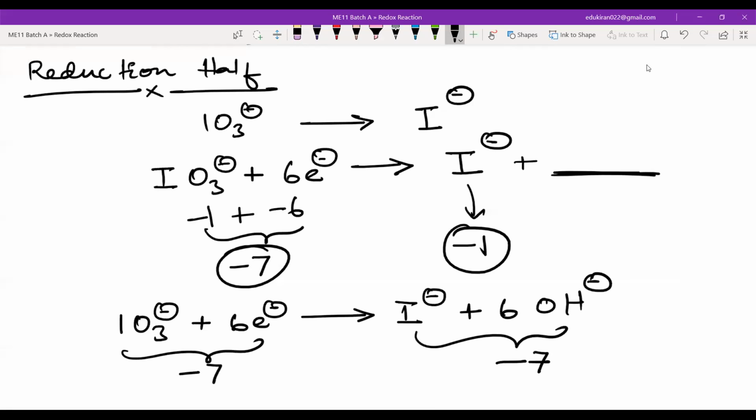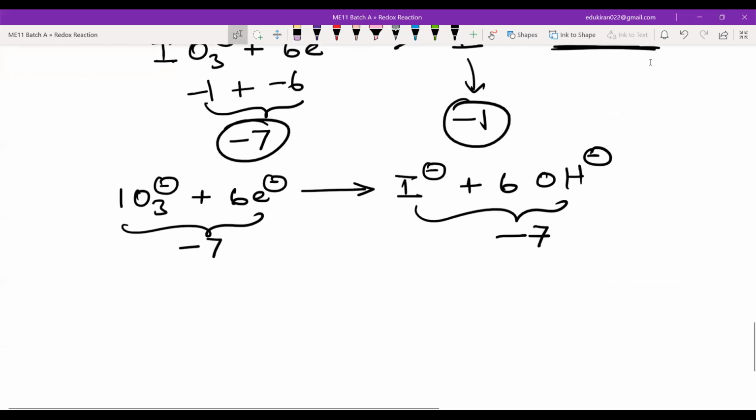3. And how many oxygens are here? Sir, 6. What is the difference? 3. So how many water molecules? 3. That's it. 3 water molecules we will add, plus 6 electrons will give me I negative plus 6 OH negative. Okay. Look for the hydrogens now. Are they balanced? Yes or no? Yes, sir. Balanced.